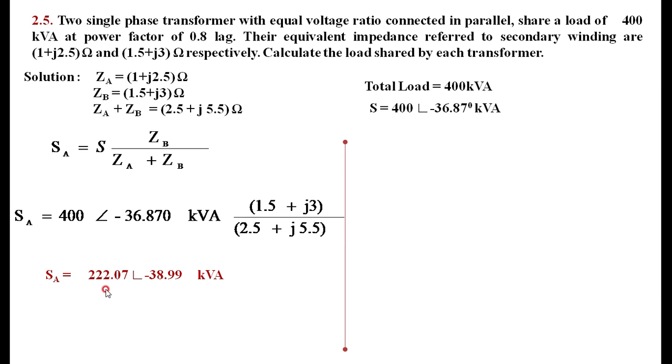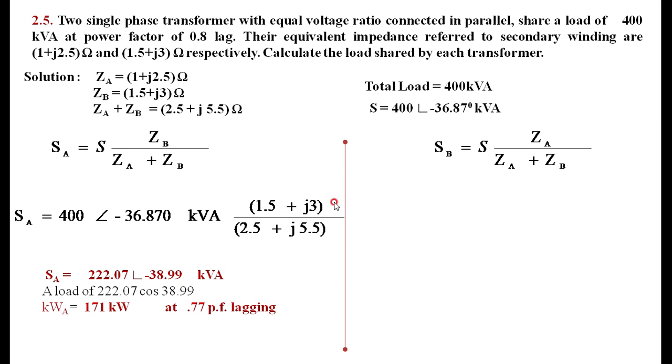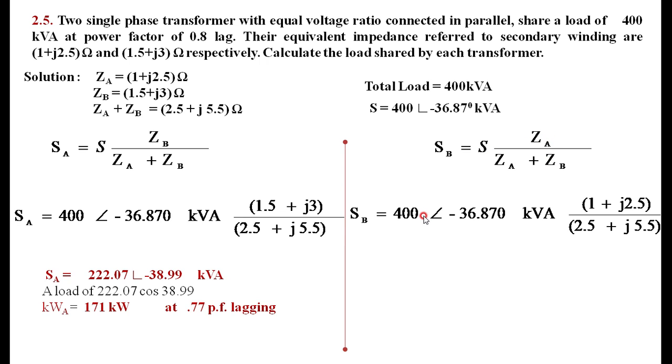Then what I am getting here is 222.07 at an angle of 38.99 kVA, which is the load shared by the transformer A. If you are expressing it in terms of kilowatt, you just have to take 222 cos of 38.99, which comes out to be 171 kilowatt at a 0.77 power factor lagging. Similarly, you calculate the load shared by the transformer B, that is SB is S into ZA divided by ZA plus ZB.